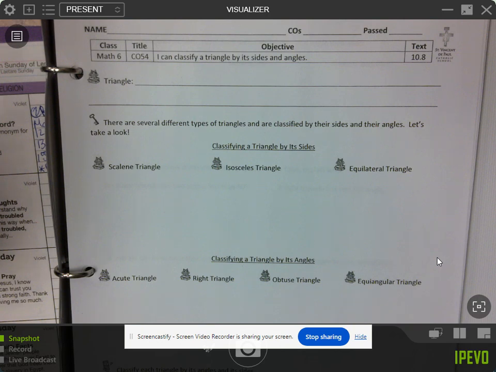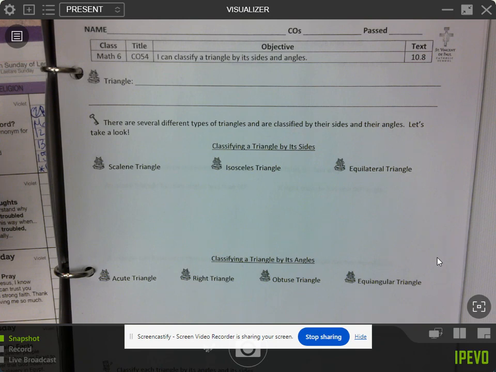Morning. Today we are continuing with those angles that we were working with last time, and we're going to learn a little bit more. So today we are doing CO54. I can classify a triangle by its sides and angles. So we're continuing with the angles, but now we're putting it into our geometric shape of the triangle. So we're going to talk about the different ways that we can classify a triangle.